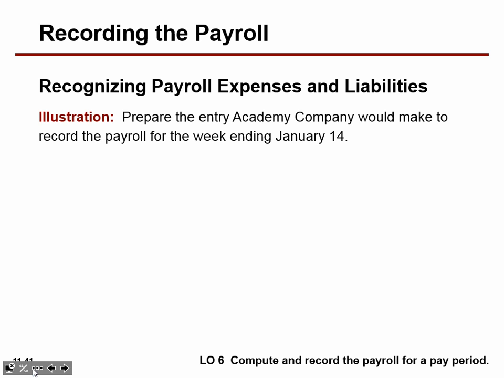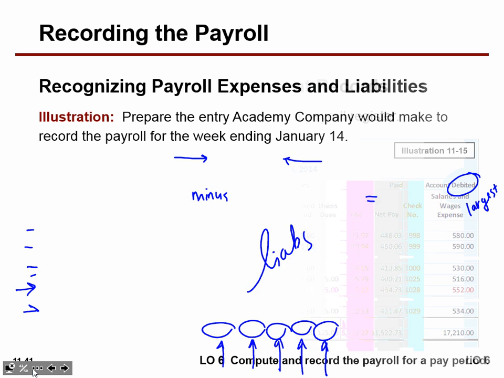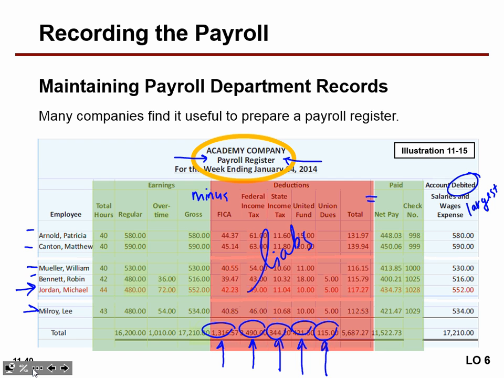Journalizing this, it's asking us to prepare the entry Academy Company would make for the payroll ending January 14th. So if I go back, here's our payroll ending January 14th, and they're saying for all of the employees, what's our journal entry going to look like?